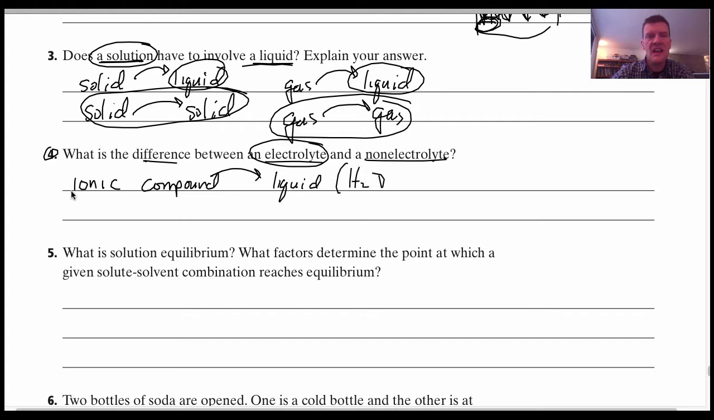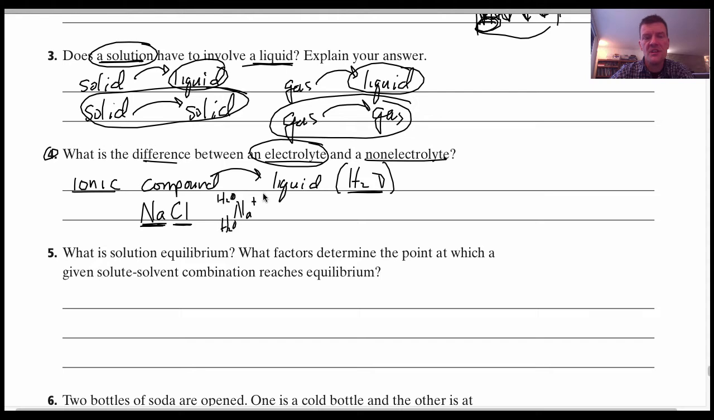And because it is ionic, and because the water is polar, the water molecules are going to surround the different ions and pull them apart and separate them. So for example, if you take sodium chloride, this is an ionic compound: sodium is a metal, and chlorine is a non-metal. That's how you always know it's an ionic compound.